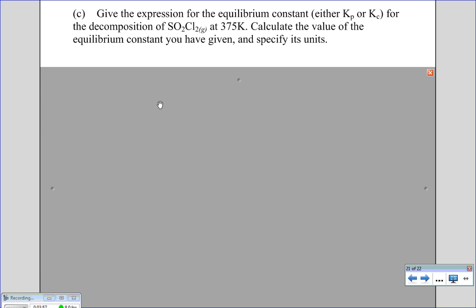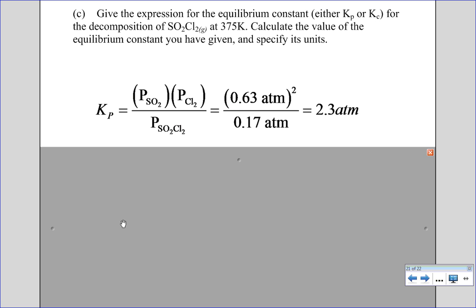Now, give the expression for the equilibrium constant, either Kp or Kc. This type of question is designed to catch the unwary. You've done everything so far in pressure. Switching to Kc now would be a lot of work. So if I have the choice, I would rather do it all in Kp. Kp is the pressure of the products divided by the pressure of the reactants. If I had any coefficients, I would be raising them to exponents, but I don't. It's all 1 to 1 to 1.